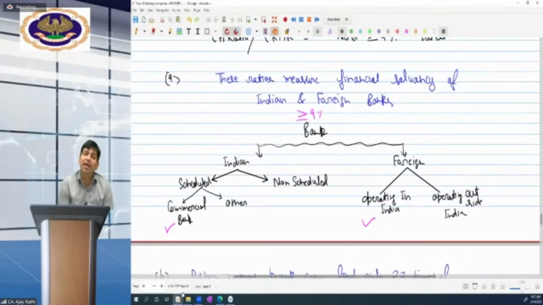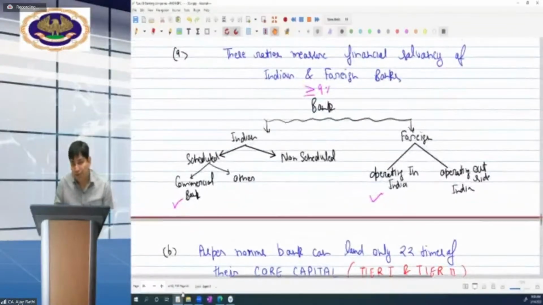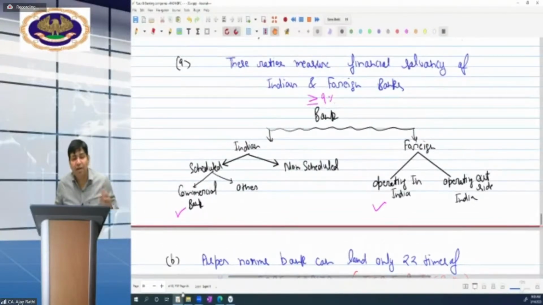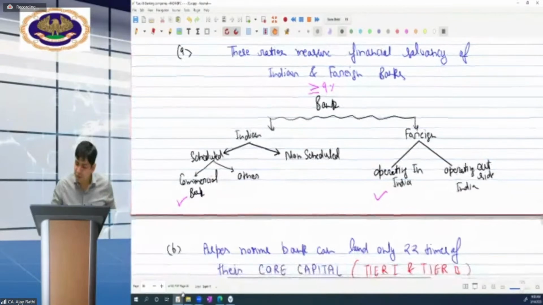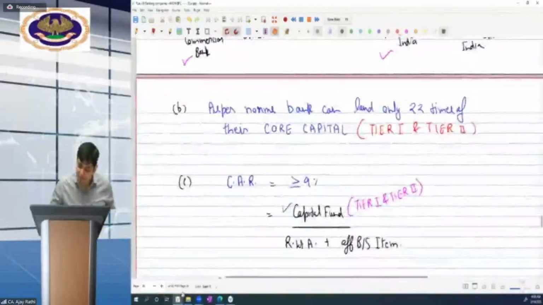To whom does CAR, the capital adequacy ratio, apply? It means the banks which have to maintain such a ratio. Banks are of two types, Indian and foreign. Yes, if foreign banks are operating in India, then definitely it will apply; they have to maintain this ratio. In the case of Indian banks, if it is a commercial bank, only then the ratio has to be maintained. So first we have to check CAR is applicable to commercial banks in India, and foreign banks operating in India also have to maintain it.